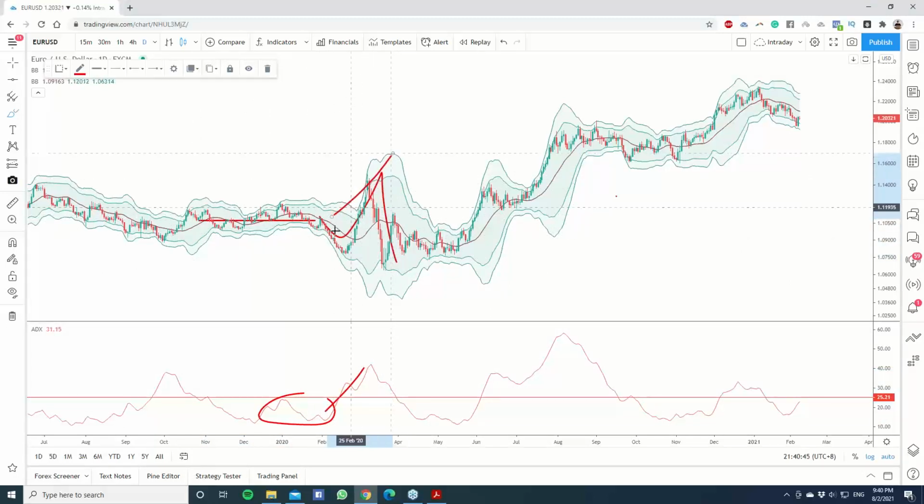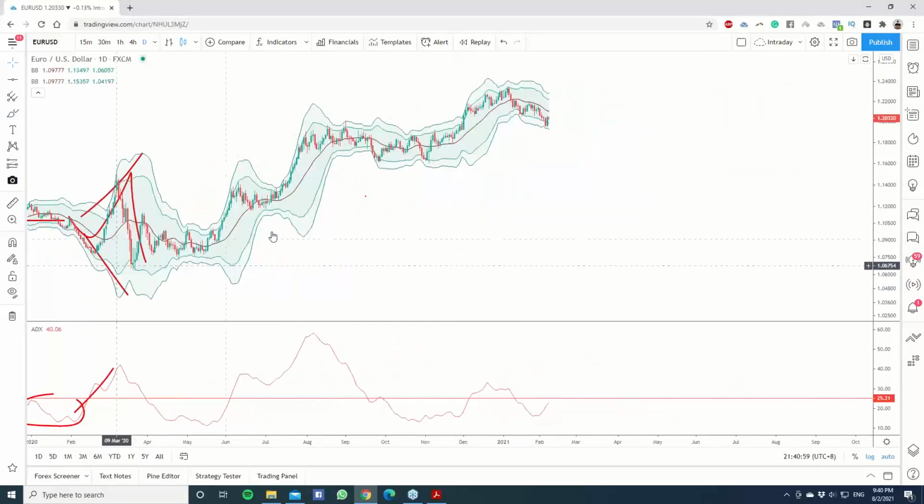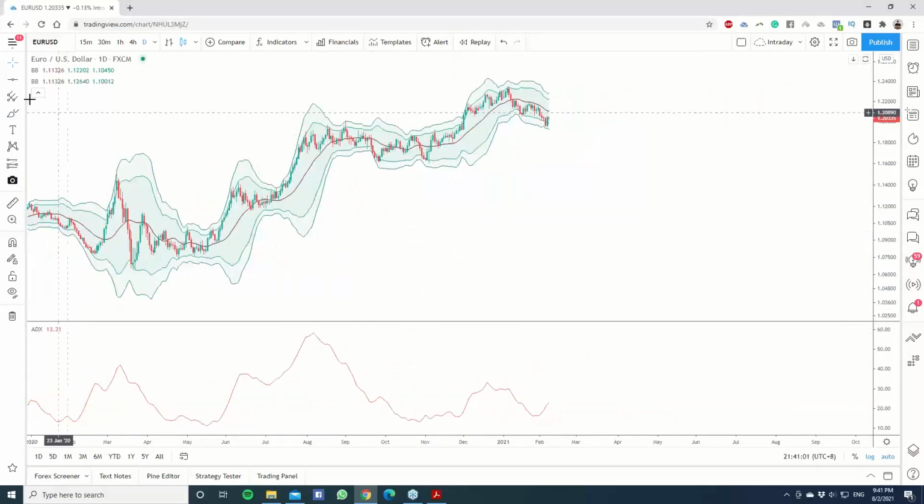right? The band also expands. So you can actually use your ADX indicator to complement the strategy that we talk about. Whether you want to use the bounce strategy or the BB squeeze, you can use the ADX to help you. So if you take a look at this right now, let me put that back in at 25.